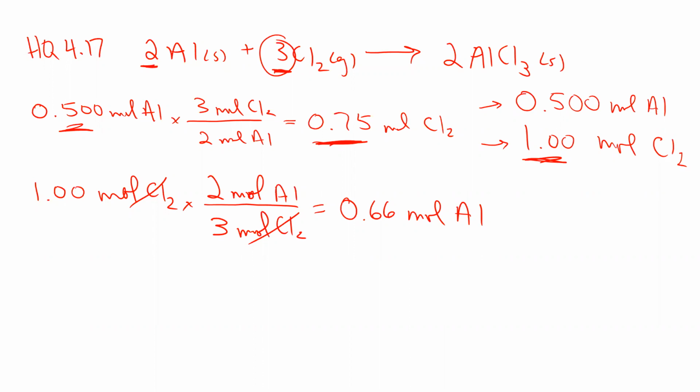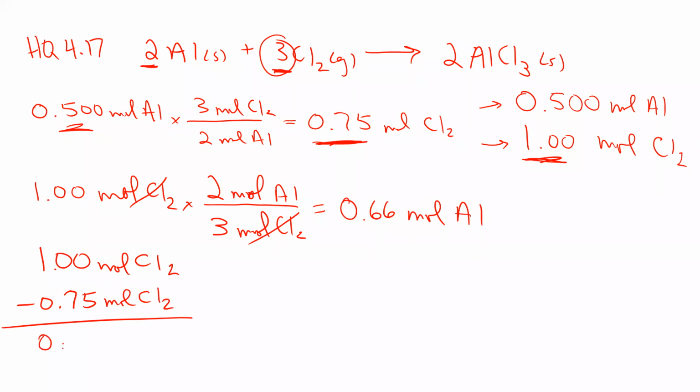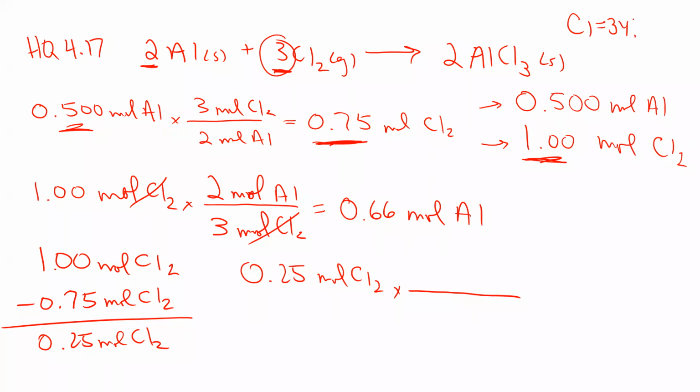So now to find how many grams of excess reactant are left over? Well, I had 1 mole of chlorine. I'm going to use 0.75 moles of chlorine. So I've got 0.25 moles of chlorine left over in this reaction, excess. So the last step, moles to mass: 0.25 moles of chlorine. I go to the periodic table. Chlorine itself is 35.45 grams per mole. So that means diatomic chlorine is going to be 70.9 grams per mole.